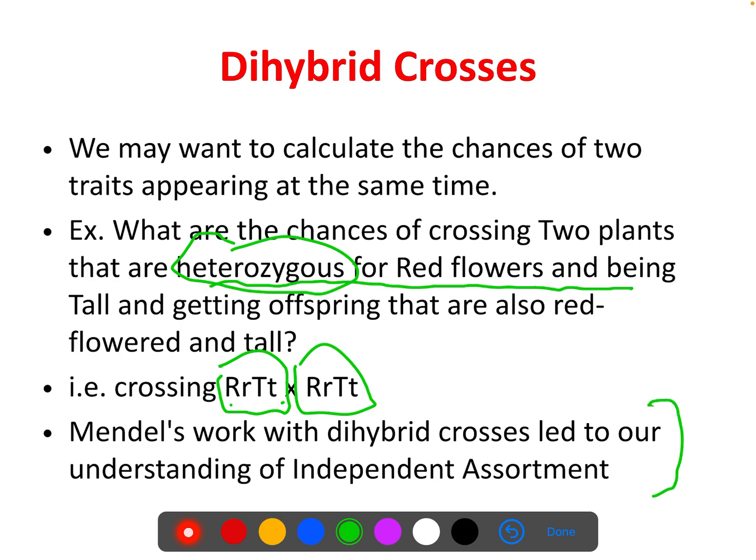And it was this work, looking at two traits at one time, doing these dihybrid crosses, that helped Mendel to come up with this idea of law of independent assortment.